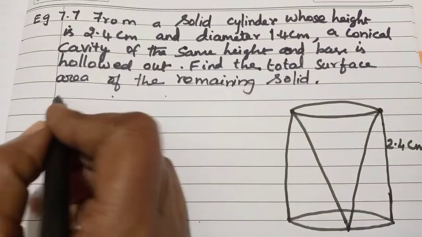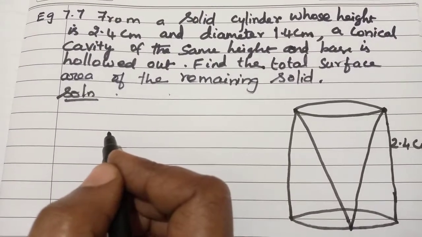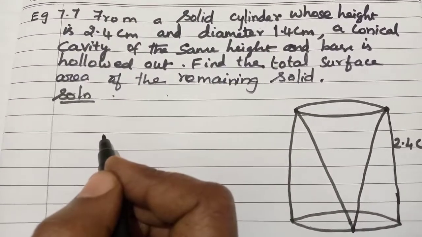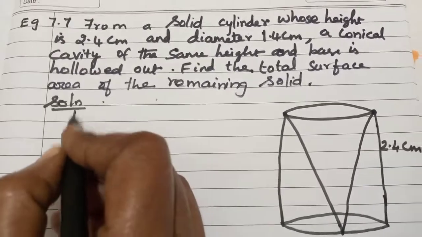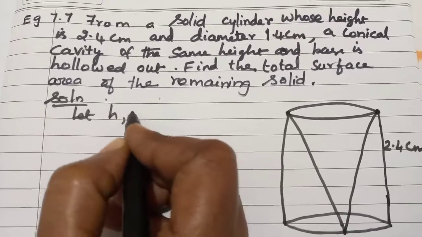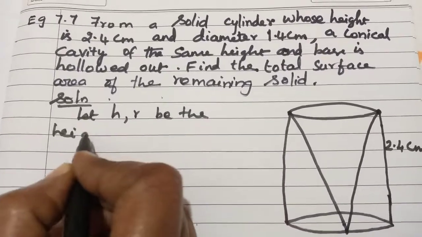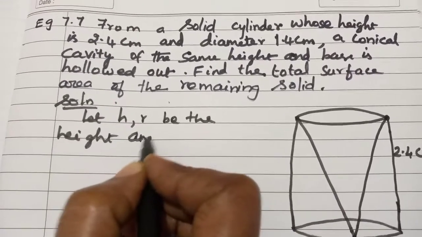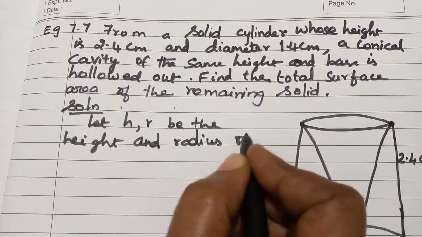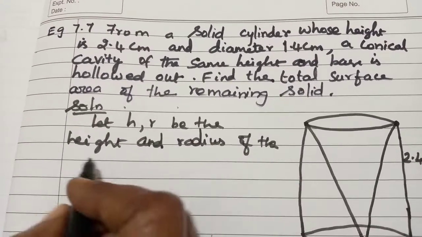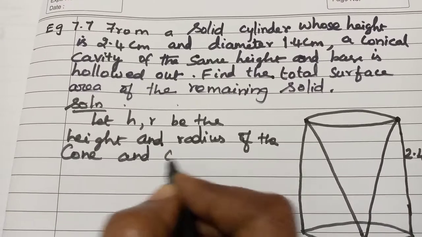We can write, let r be the radius and h be the height of the cone and cylinder. Okay, let us write that. Let h, comma, r be the height and radius of the cone and cylinder.